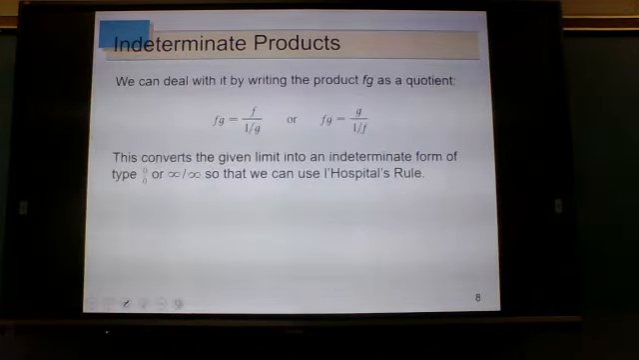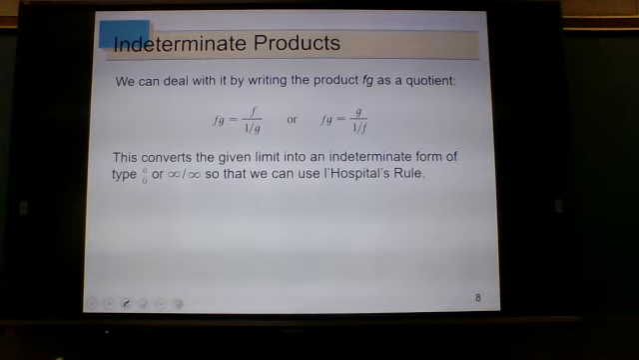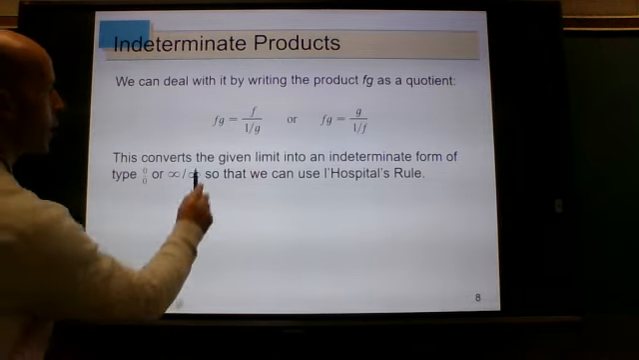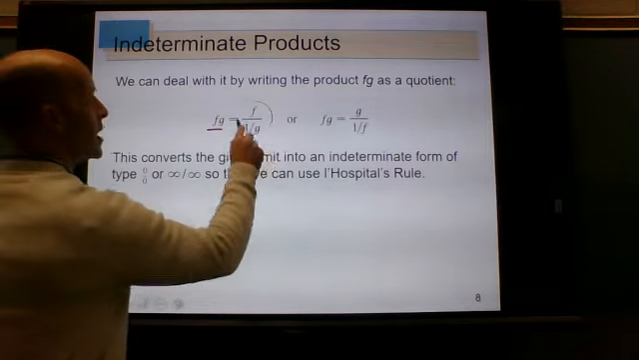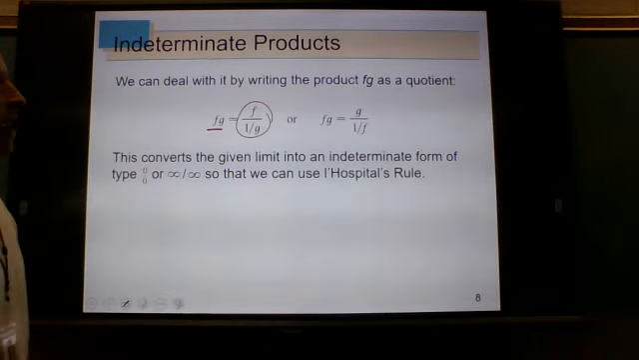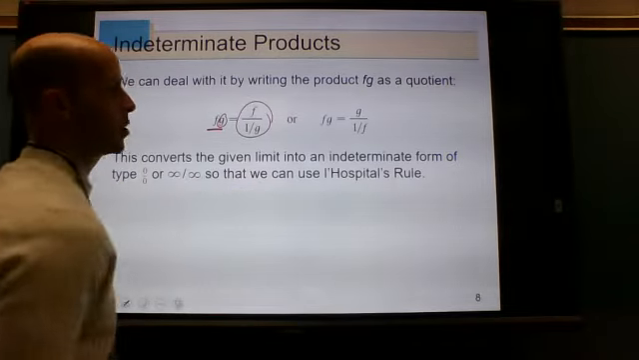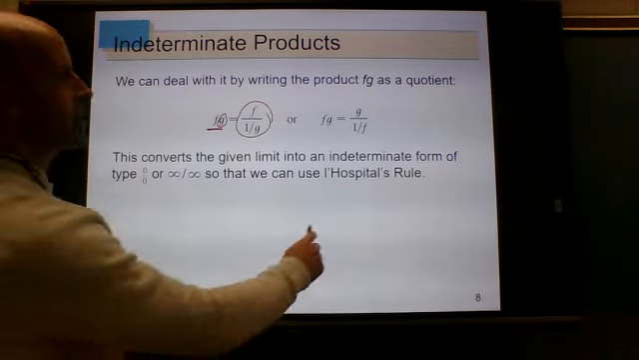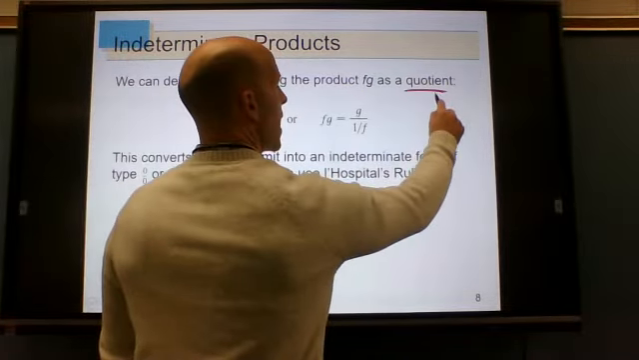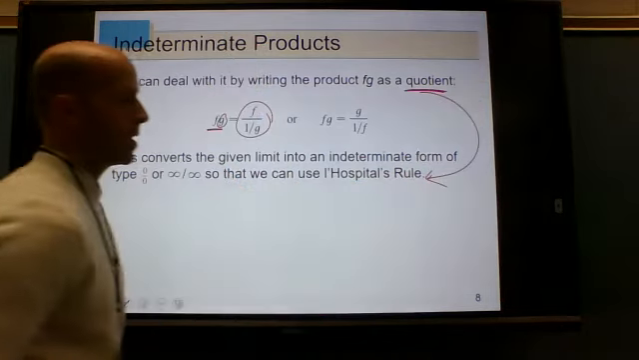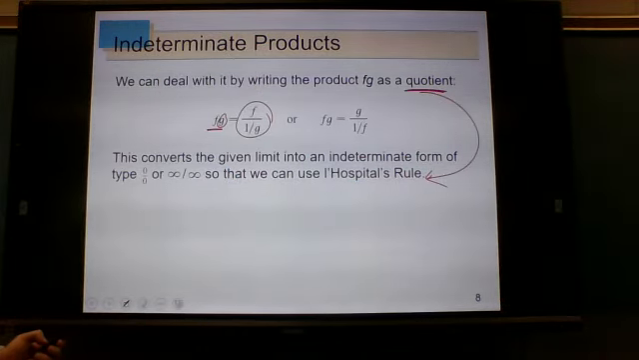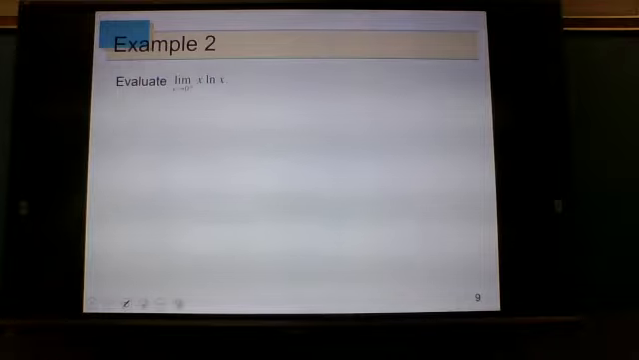Okay, so here's how we're going to deal with these indeterminate products. We're going to change the product into a quotient. The way that we do that is we just take the reciprocal of g, or if we need to, we could take the reciprocal of f. That's going to turn us back into a quotient. And once we have a quotient, then we can get into L'Hopital's rule. So let's go ahead and look at example number 2 here.